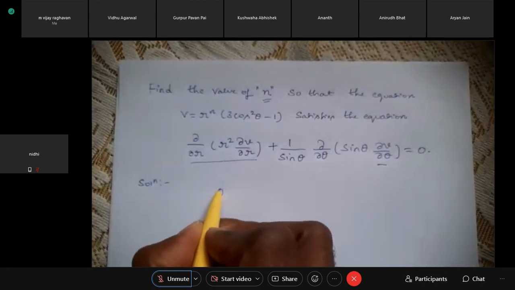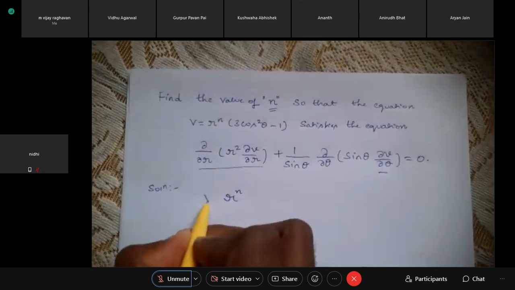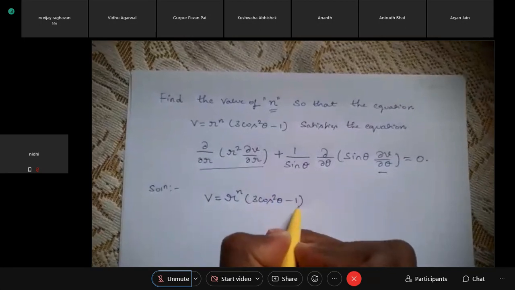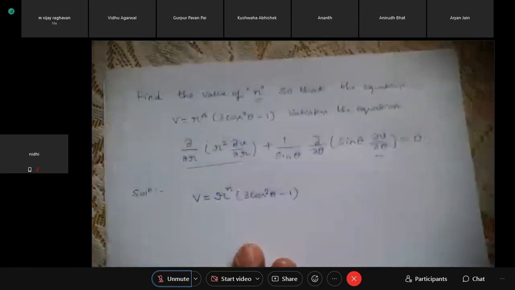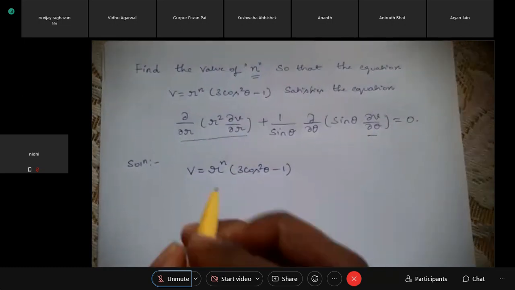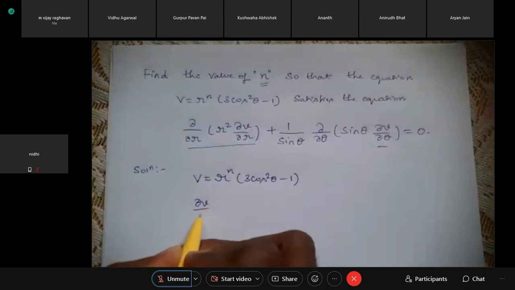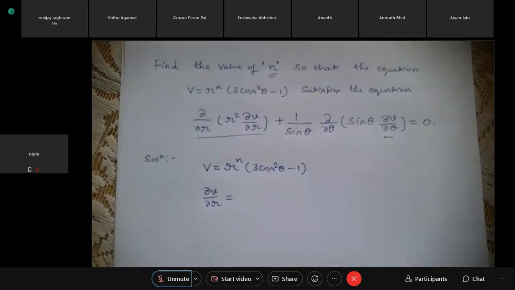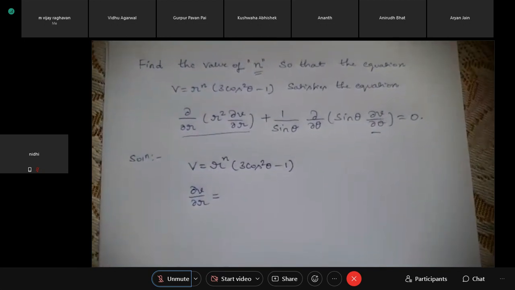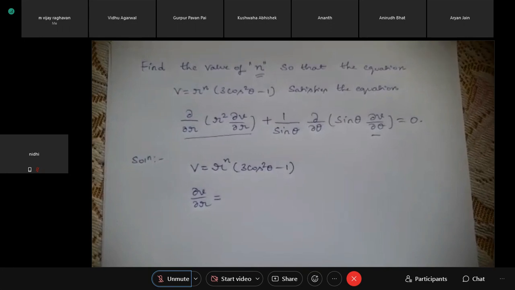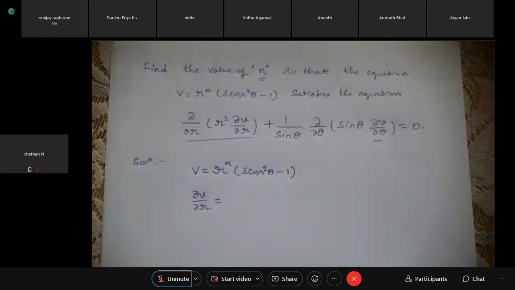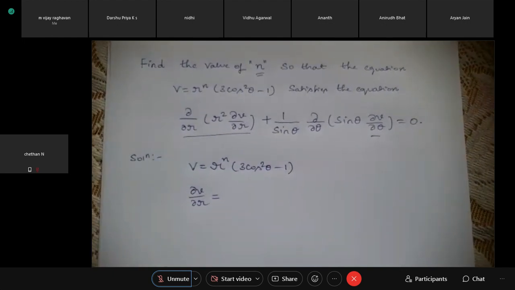Let me take v is equal to r to the power of n multiplied by 3 cos square theta minus 1. I will differentiate this with respect to r only. How many independent variables are we considering in this question? Two, r and theta. r and theta are the independent variables, and v is the dependent variable.